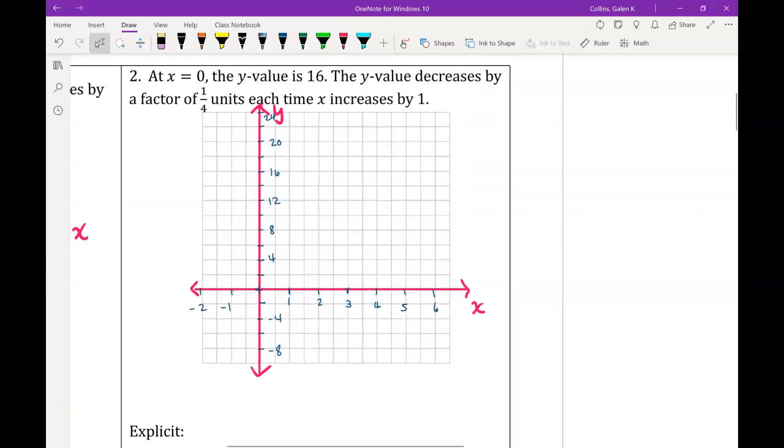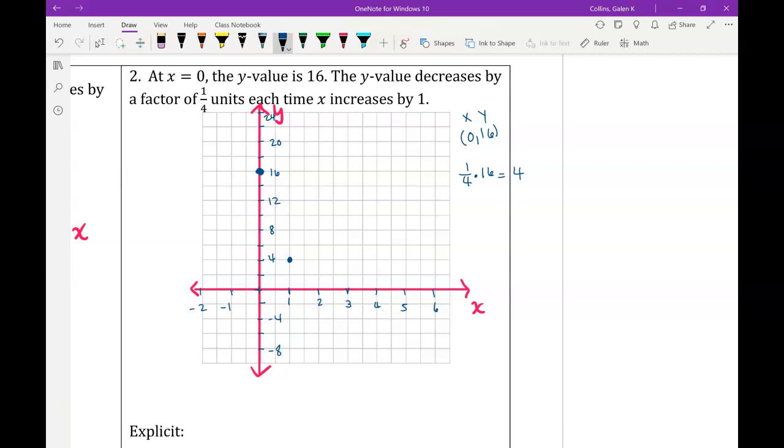Okay, so we said at x equals 0, the y value is 16. So again, we are given an ordered pair there, and since it is where x is 0, that is our y-intercept. X equals 0 is our y-axis. So then decreasing by a factor of 1/4, I'm going to think, what is 1/4 of 16? 1/4 of 16 is 4. So that means that as I move over 1 unit of x, I just have a different scale, my next y value is the number 4.